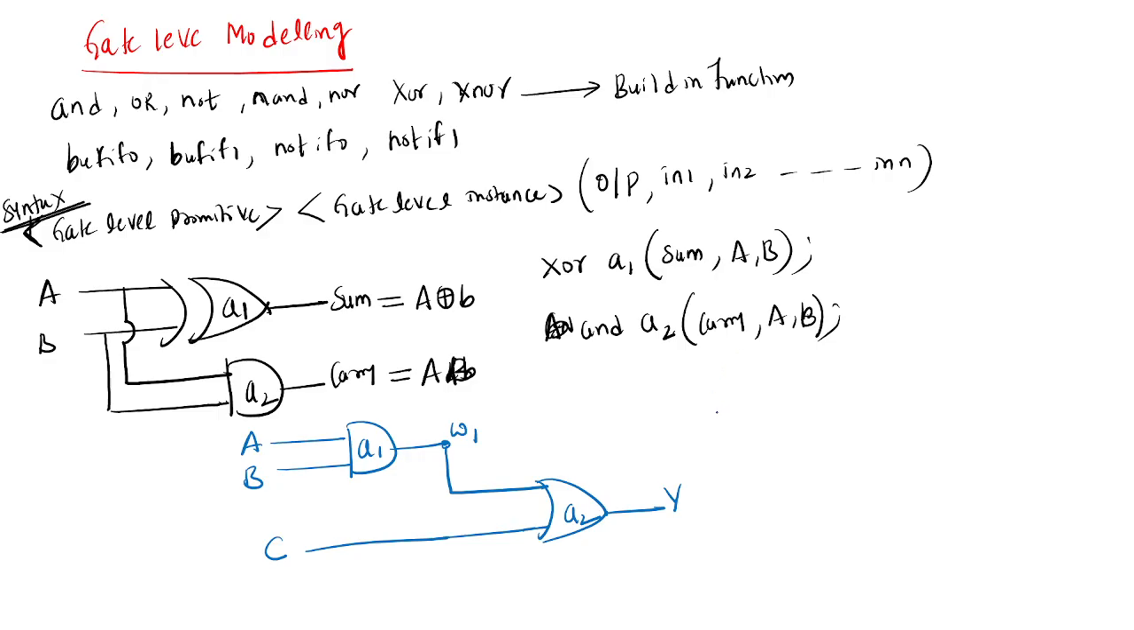So how are you declaring? The gate level primitive is AND, followed by the gate level instance A1 and output W1, comma A, comma B, and the OR gate level primitive, A2, and output. What is the output? Y, followed by W1, comma C. Okay, so like this you need to do.